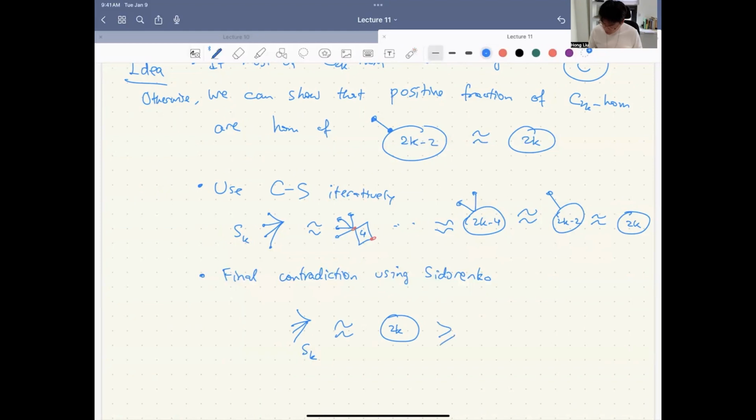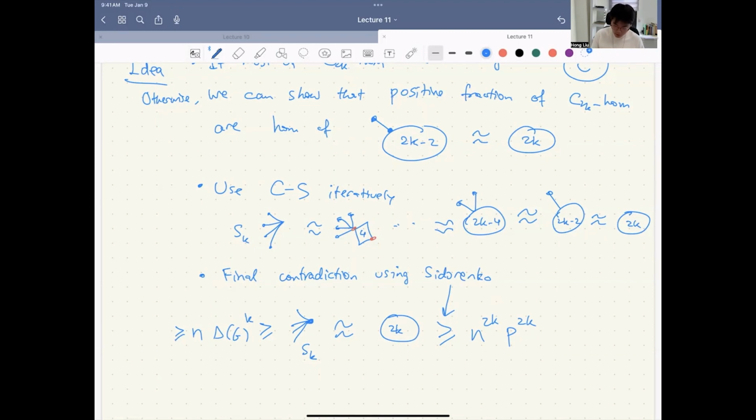By Sidorenko, we know the C2K count is n to the 2K, edge density p to the 2K. But we can also bound the number of SK homomorphisms. There are n choices to choose the center. For each edge in the star, you have maximum degree number of choices, to the power of K. And remember, we are almost K regular. So this is roughly less than, there is a constant K hidden here.